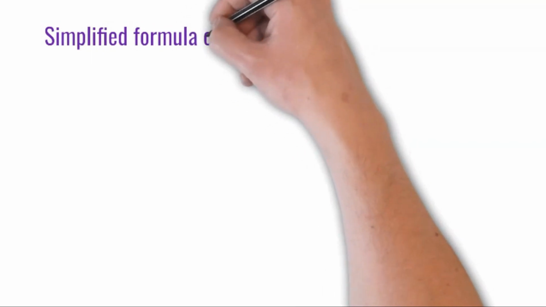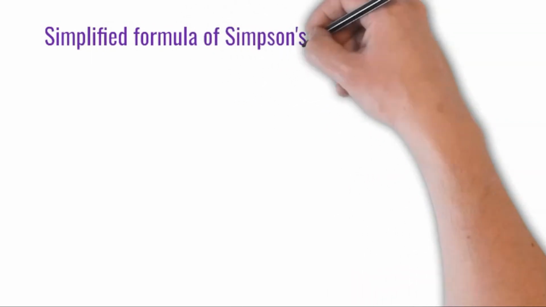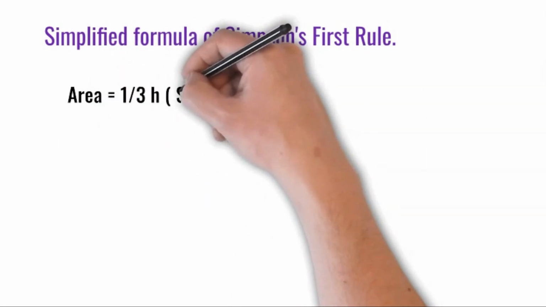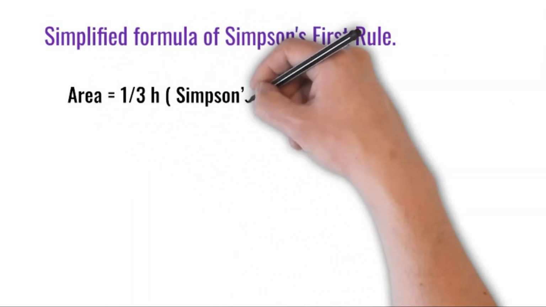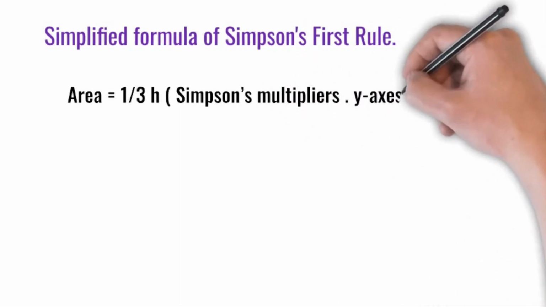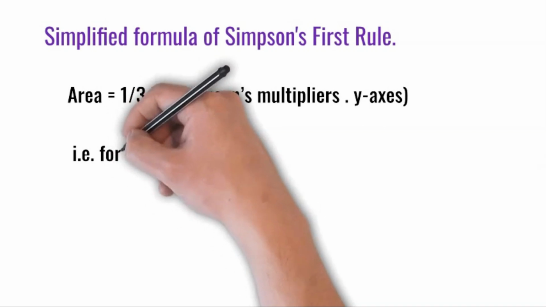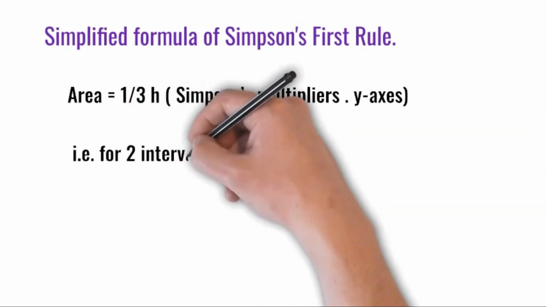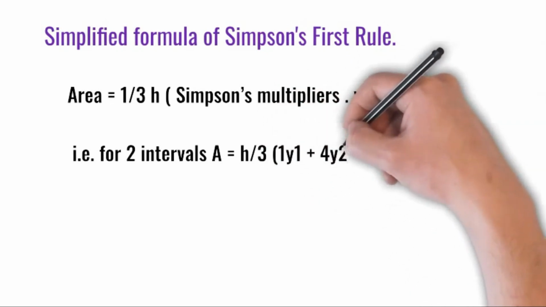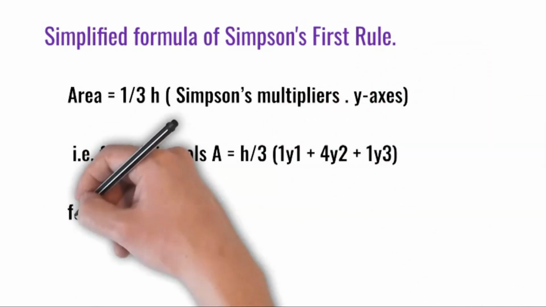Simplified formula of Simpson's first rule. Area equals 1/3 multiplied by height and multiplied by the product of Simpson's multipliers and y-axis. That is for 2 intervals. Area equals height divided by 3 multiplied by the sum of y1 plus 4 times y2 plus y3.